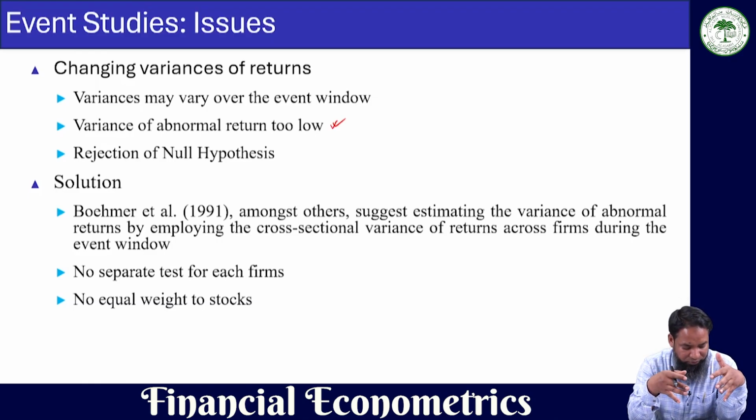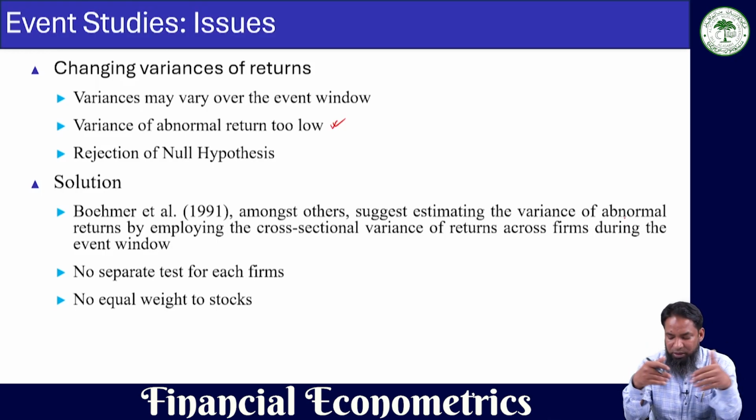So, what is the way out of this? One of the solutions suggests estimating the variances of the abnormal returns by using the cross-sectional variance of the returns across the firms during the event window. You might recall how we estimated the variance of the abnormal return. In the cumulative case, we aggregated, we summed up the variances of all the individual assets. In the case of abnormal return, we have taken it from the estimated error terms.